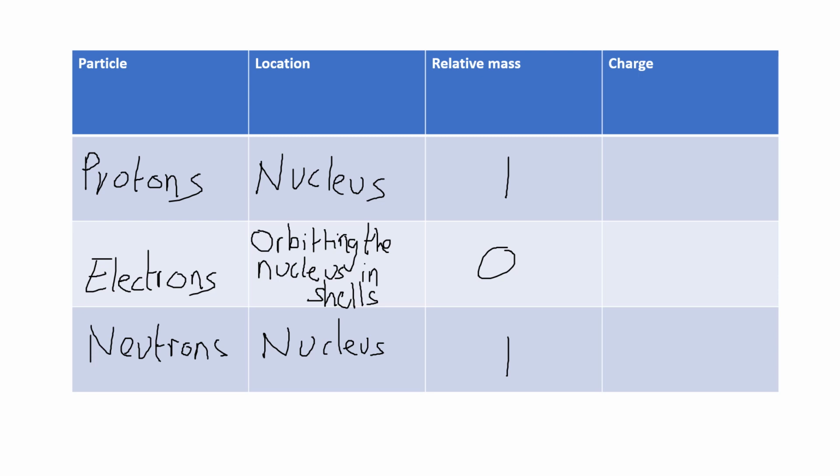And we also need to know the charges of these particles. So protons, P for positive. That's the way to remember that one. Protons positive, P for positive, and they've got a charge of +1. Then the electrons are the negative particles, and they must have a charge of -1. And then neutrons are neutral, and they've effectively got a charge of 0.